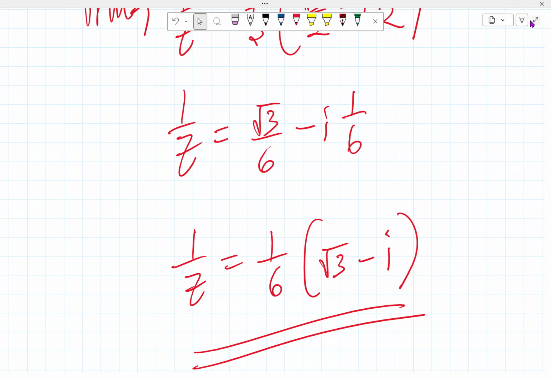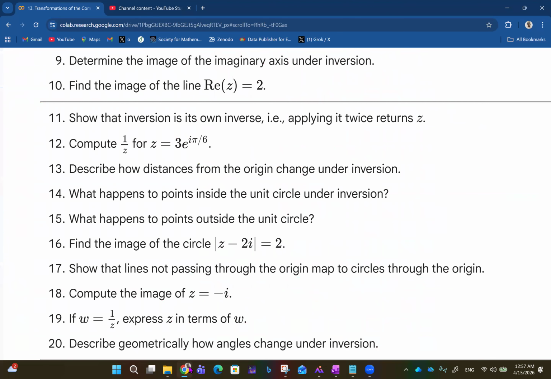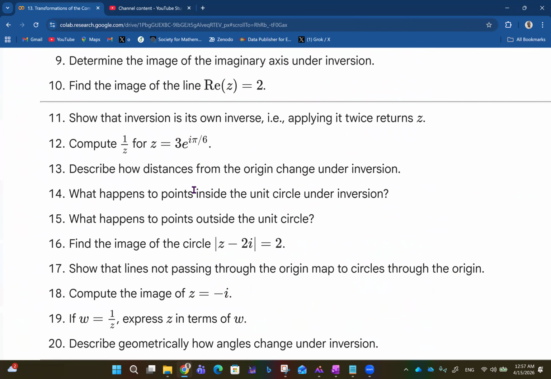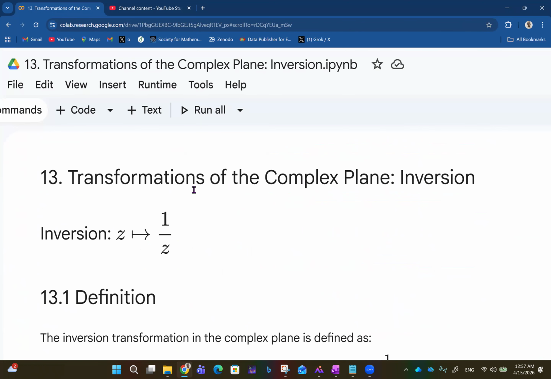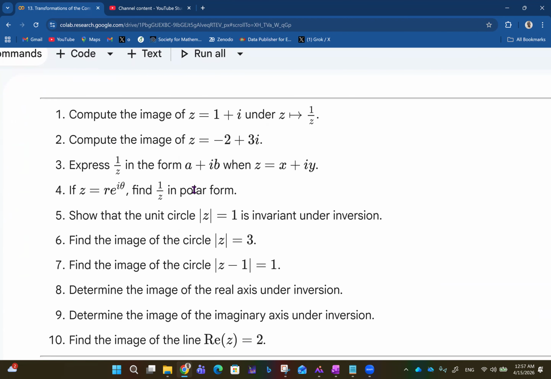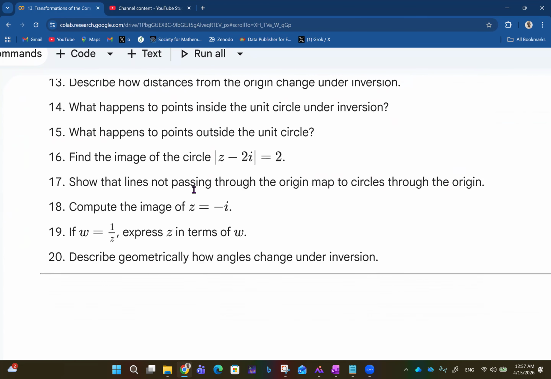All right, so with this, we come to the end of this interesting topic, talking about transformations with respect to inversion, that is z becoming 1 over z. We still have one more to go, talking about Möbius transformations in the next video. So watch out for that.